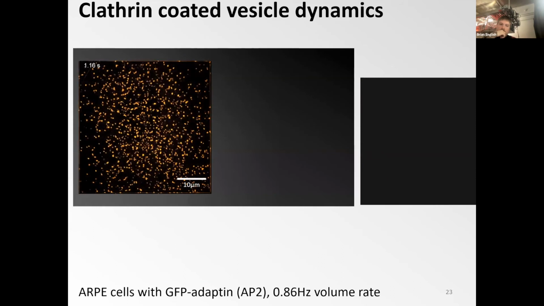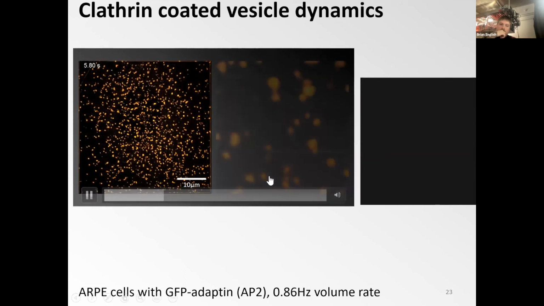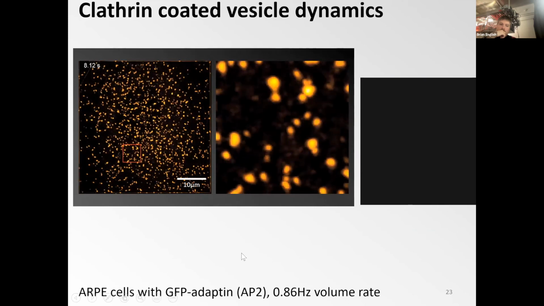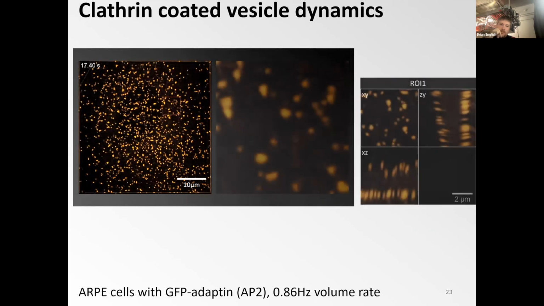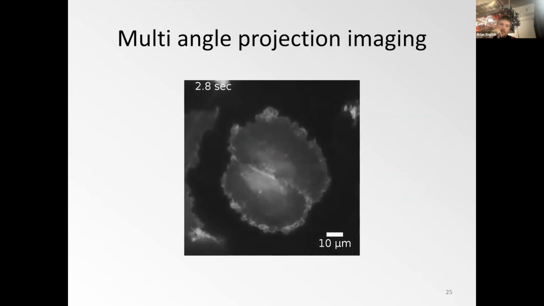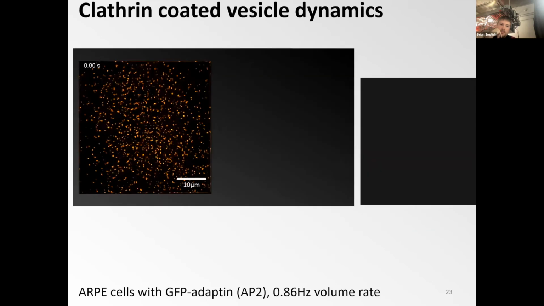Okay, but it also shows the need for speed, because there is still motion blurring that is notable for the really fast moving pits. And so in principle, with faster cameras, you could probably accelerate it further, but not by an order of magnitude in the foreseeable future.